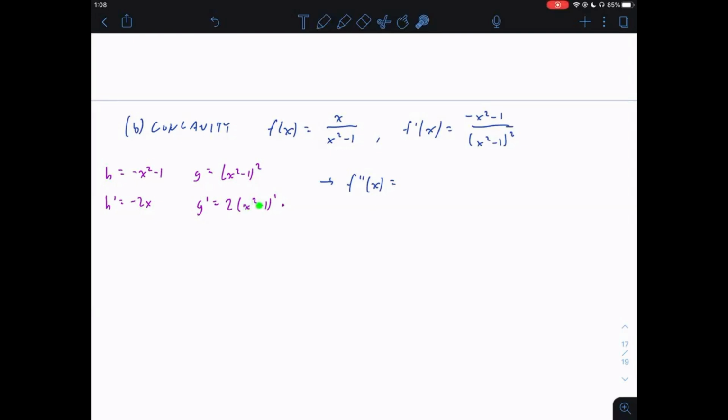And what's the derivative of x squared minus 1? The derivative of x squared minus 1 is just going to be 2x. So g prime is going to be 4x times parentheses x squared minus 1. All right, let's see. Do you want to distribute this? We'll leave it as it is.